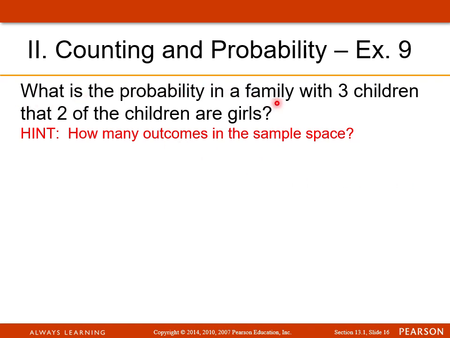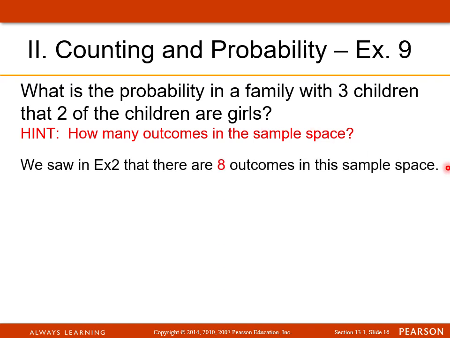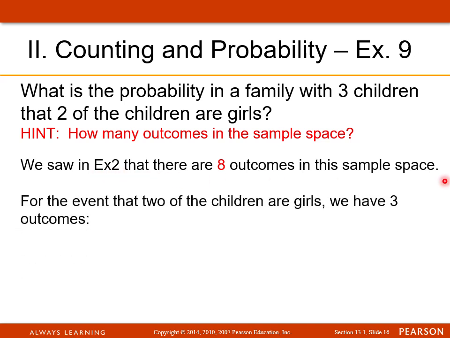What is the probability in a family with 3 children that 2 of the children are girls? Think about our previous example when we were going through and saying one of them was a boy. In order to get 2 girls, you'd have to have 1 boy. We know there are 8 outcomes in this sample space that we saw from example 2. For the event that 2 of the children are girls, there were 3 outcomes. You could have the boy first, the boy in the middle, or the boy last.